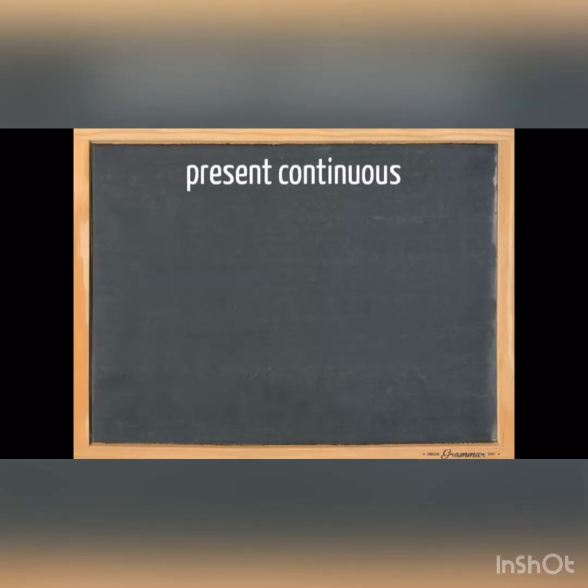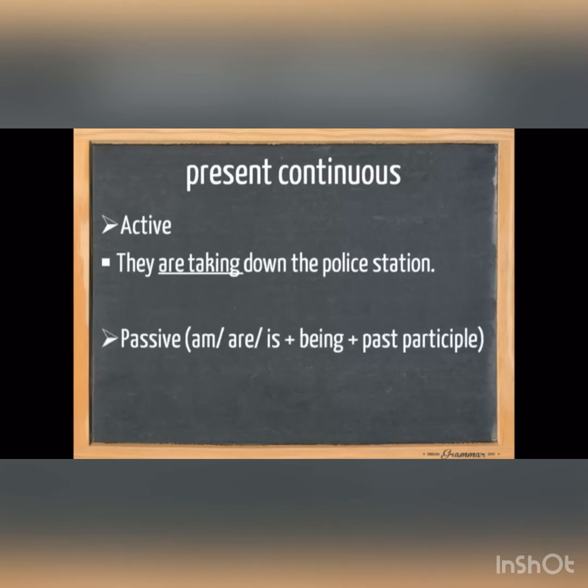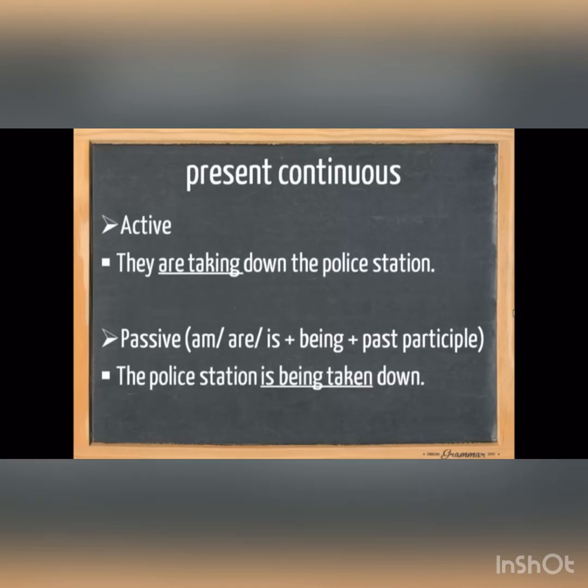Another example, the present continuous. An active present continuous is they are taking down the police station. Now for the passive form, we need to maintain that continuous form, and that is quite hard. So we need to use am, are, is, and then the continuous form, being, and the past participle. Don't forget to put in being into a continuous passive when your active sentence was a present continuous. You have to maintain that. You can't swap tenses. The police station is being taken down.